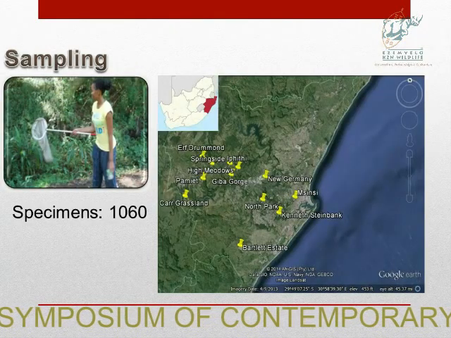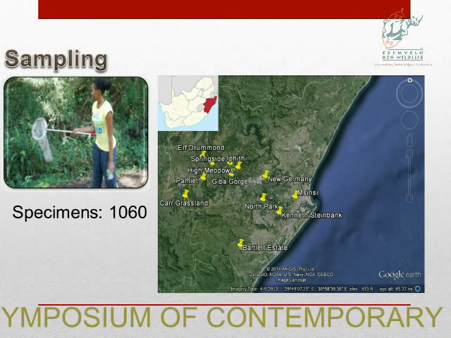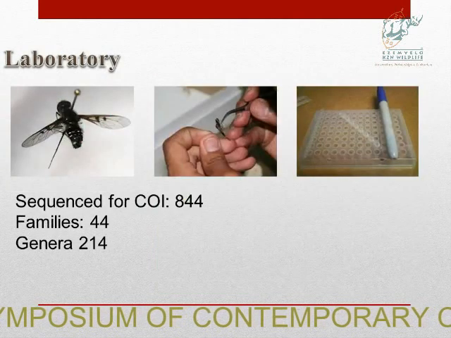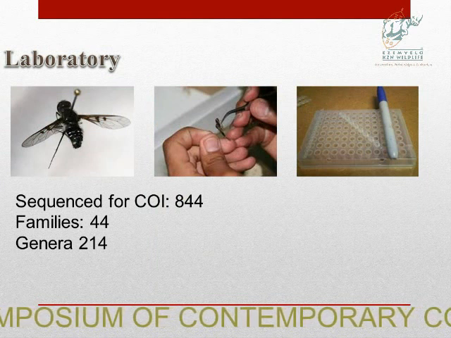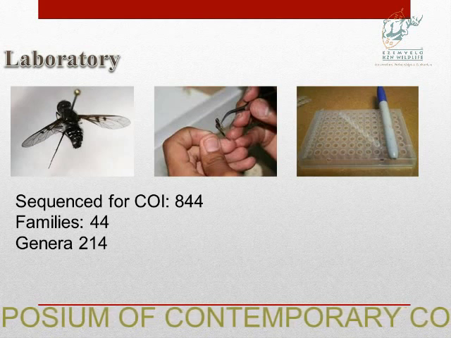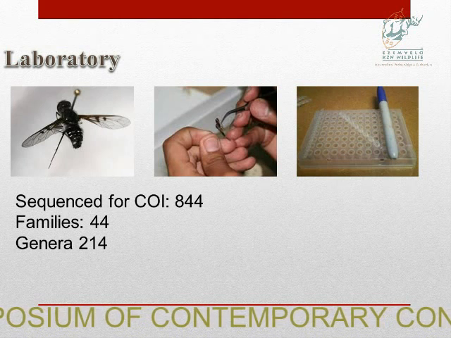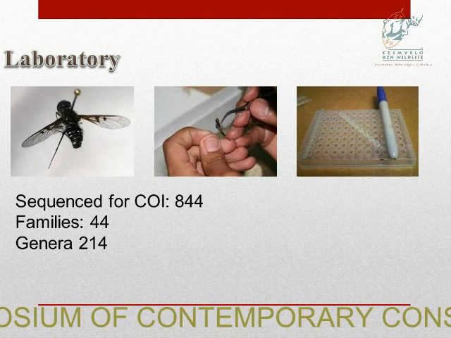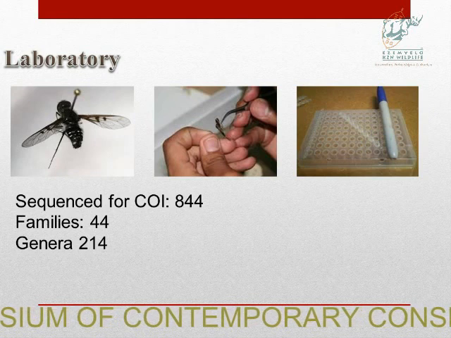We collected 1,060 Diptera specimens across several reserves within the eThekwini, and these specimens were photographed, and we chopped off a leg and sent it off to the Canadian Center for DNA Barcoding, where it was sequenced. We had sequencing success. 844 specimens were successfully sequenced for the CO1 gene, and they belong to 44 families and 214 genera.